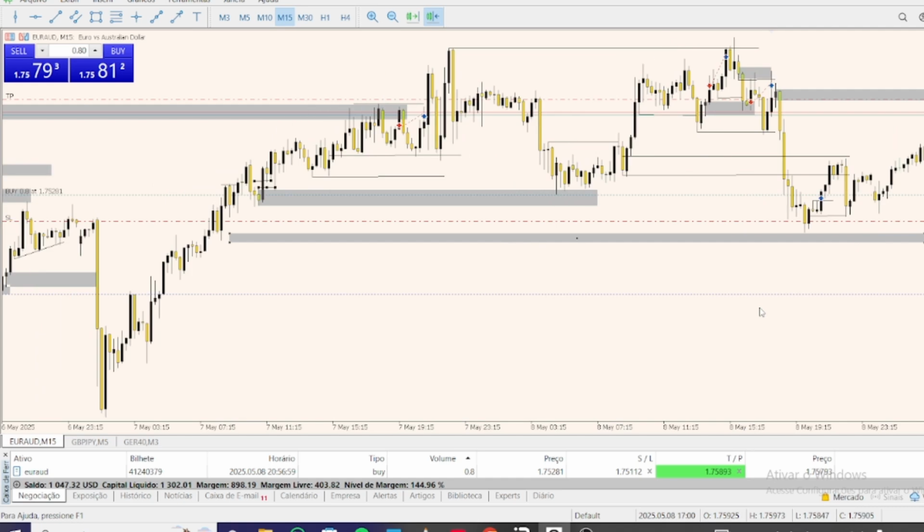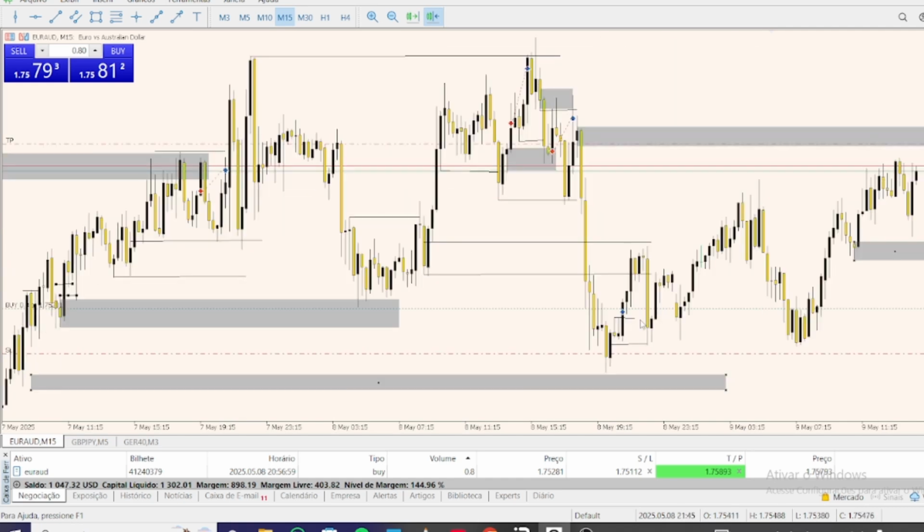So guys, I'm in this wonderful trade since yesterday, the 8th of May. In this beautiful trade here, I had a lot of stop losses. This stop loss, this stop loss, this stop loss. These were all sells. My stop loss was very close, so I was taken out.